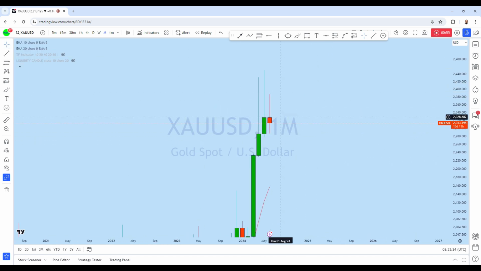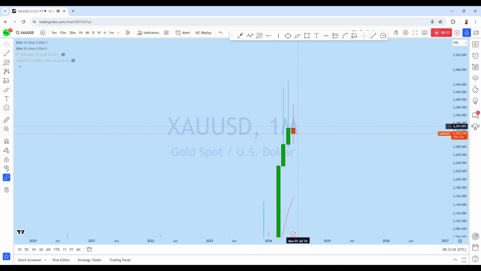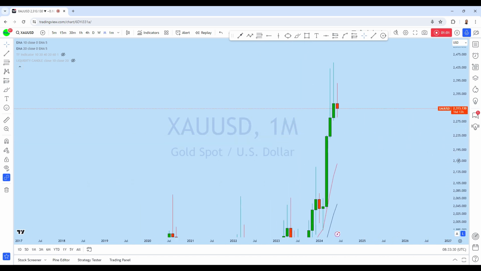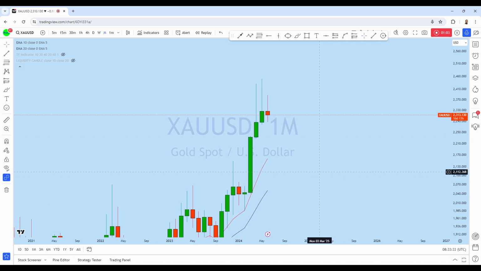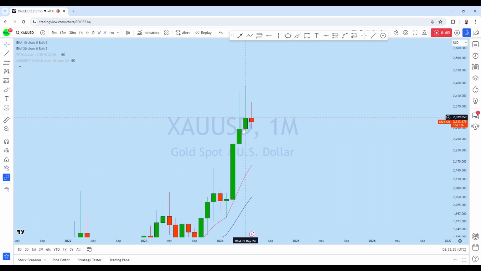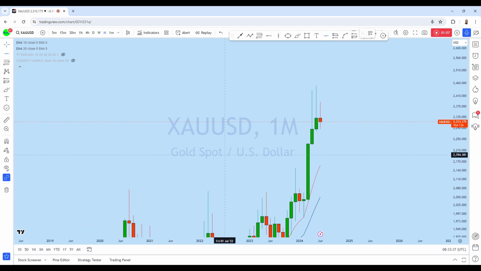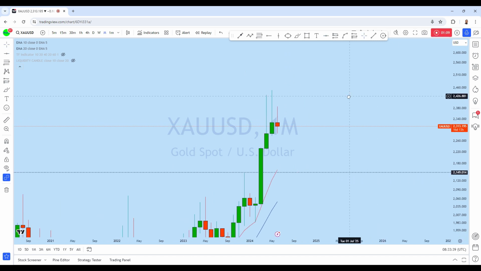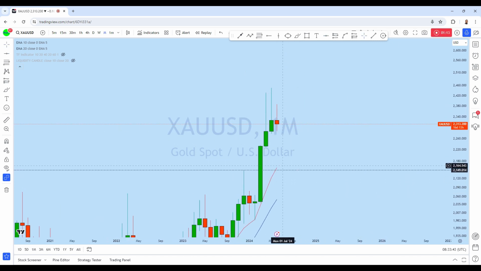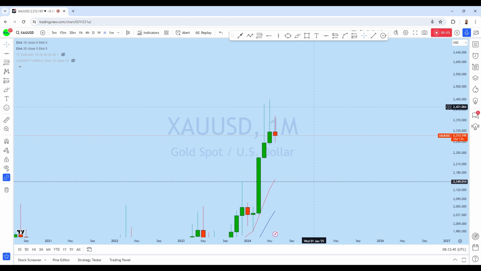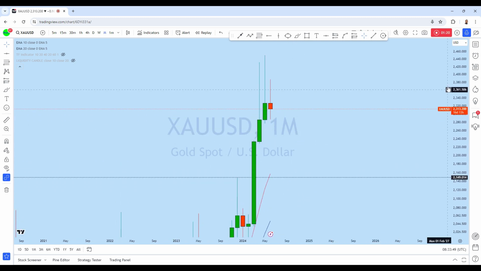This is the monthly candle on gold, and we can see that the price started to drop from this level, expecting it to drop to this support level. From the monthly, the market started to move in the major direction, expecting it to drop down to this important support level. So we might see, from a long-term perspective, the price drop to this support level.